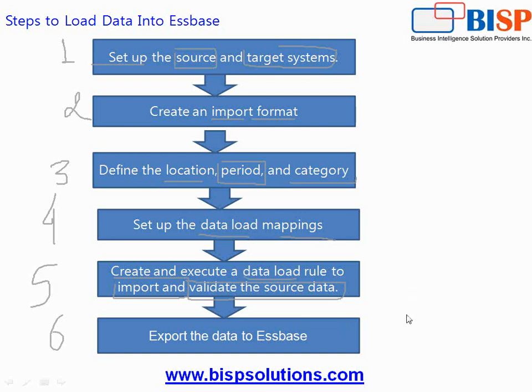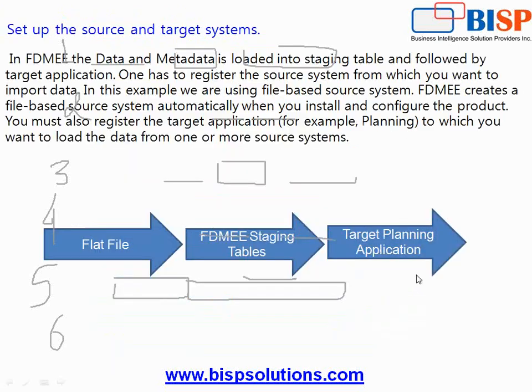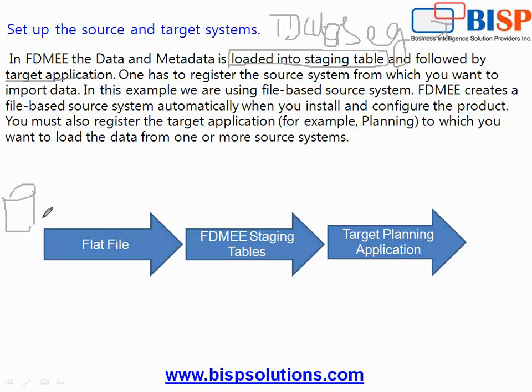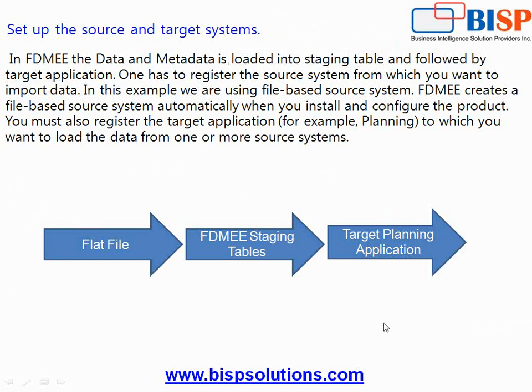Now one important thing, as I mentioned, I would like to show you graphically here once again and underline. In FDMEE, data and metadata are loaded into your staging table. We have a set of staging tables like TDATASEG and all. So there is a set of staging tables followed by a target application. If you look at the structure over here, the source could be a relational database, it could be a flat file. From there we load into the staging table and then to the target application. This is done in 2 steps. So let's do hands-on and see how it works.